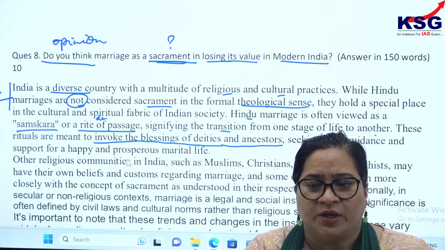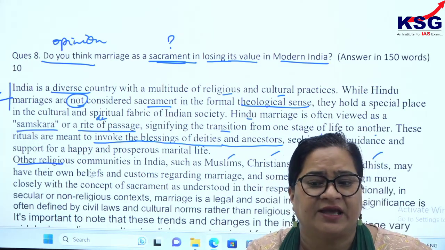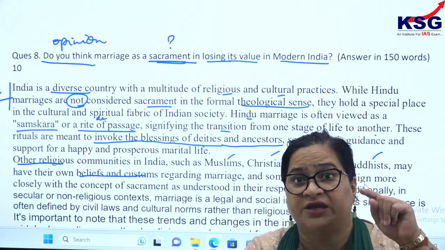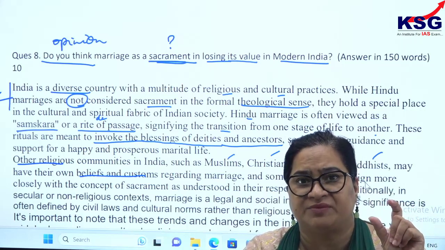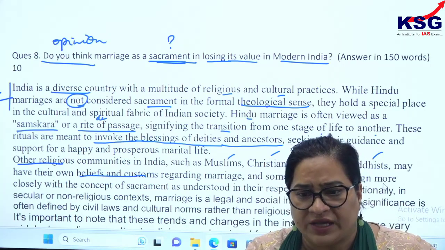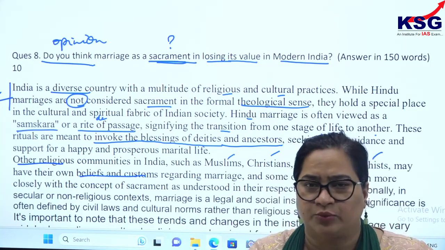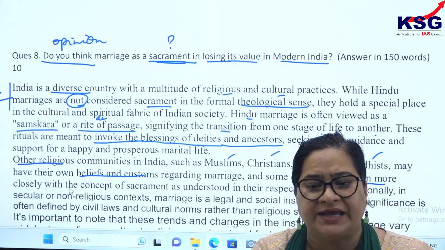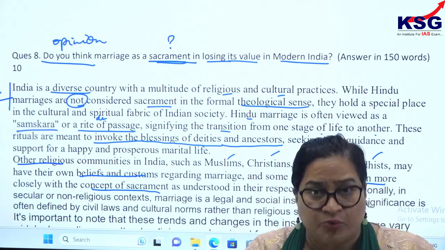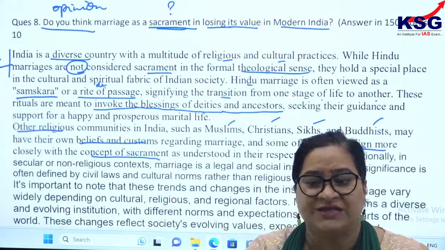It is implicit. Now, in other religious communities also, amongst Muslims, Christians, Sikhs, Buddhists, we can see they have their own beliefs and customs related to marriage. And many of these customs, as I told you, in Catholicism there is this concept of sacrament. But in Islam, it is a contractual relationship, right? So all the traditions and customs associated with the custom of marriage are somewhere aligned with, or close to, the concept of sacrament, even if it is not literally treated as a sacrament per se.